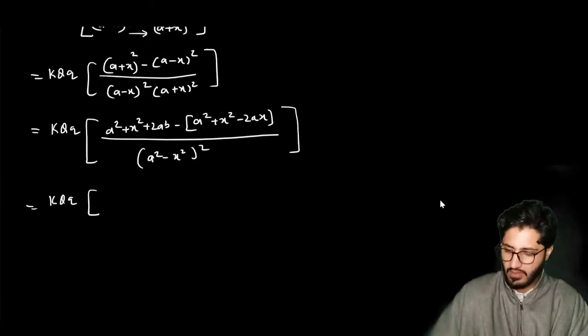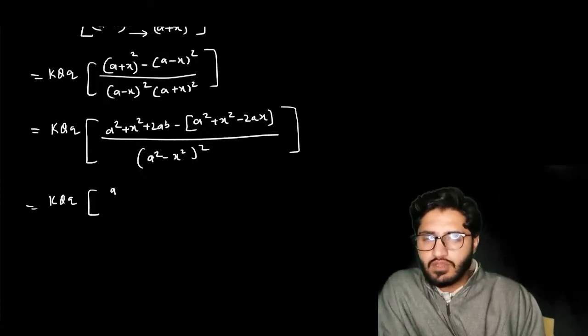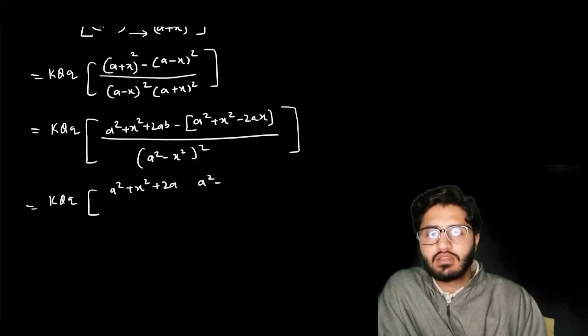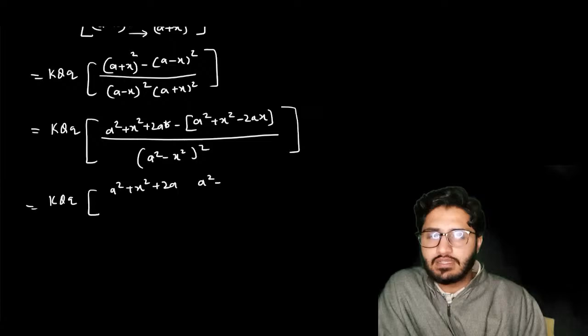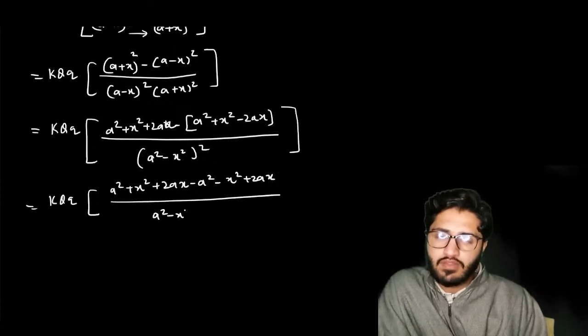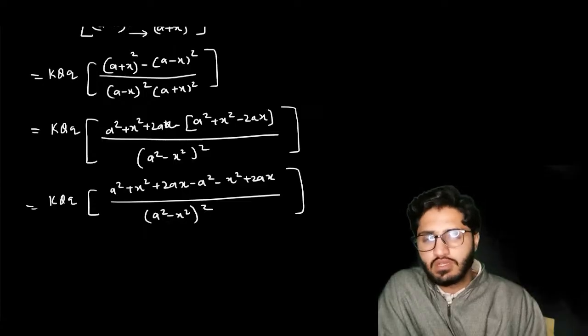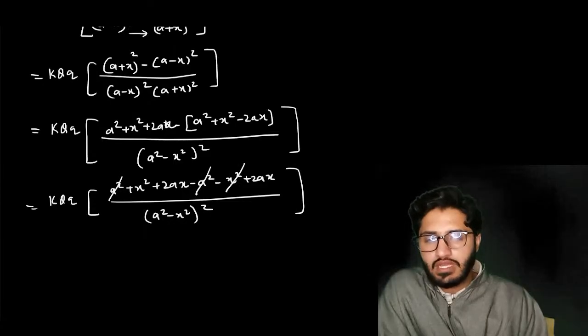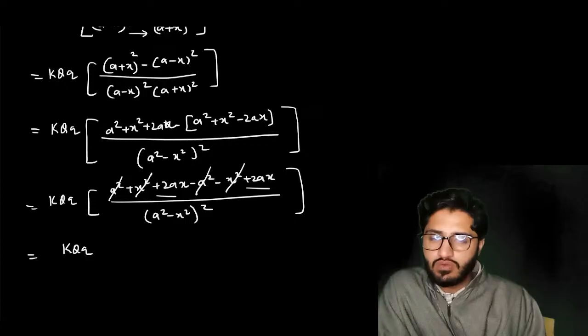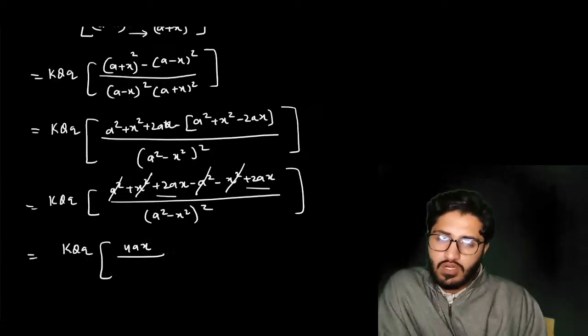So what can I write? No, look, it's A square plus X square plus 2AX, minus A square minus X square plus 2AX, whole divided by (A square minus X square) whole square. Look, A square cancels out, X square cancels out. It is 2AX plus 2AX, it is 4AX. I can write K Q squared times 4AX whole divided by (A square minus X square) whole square.